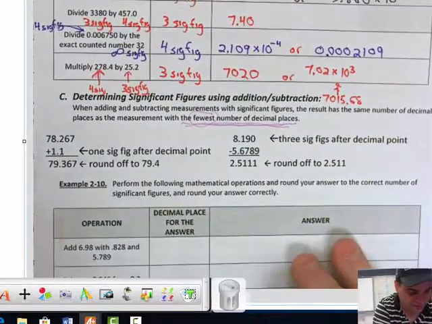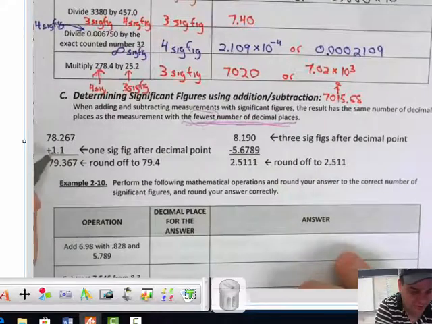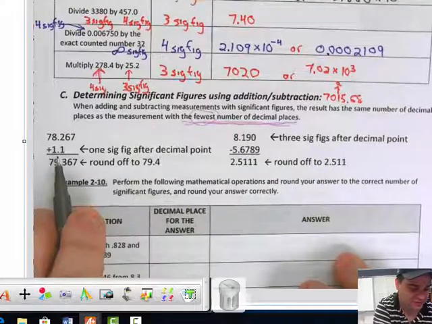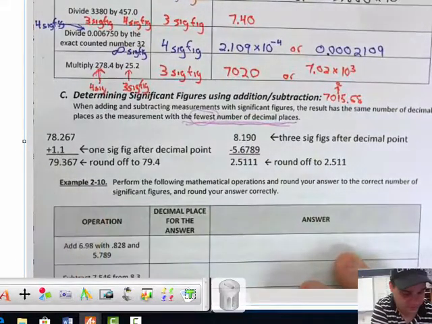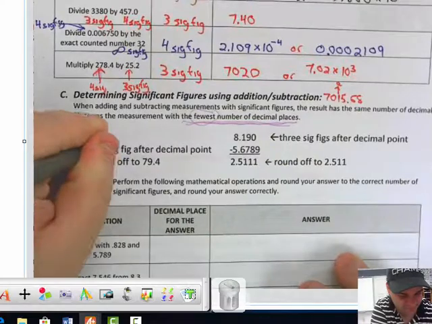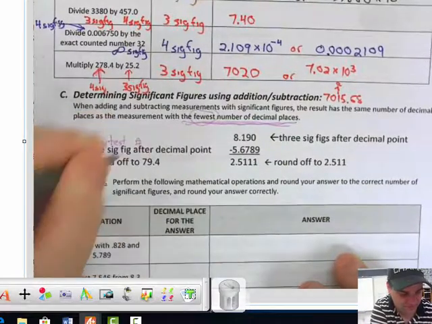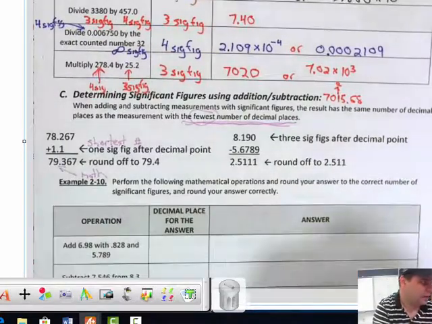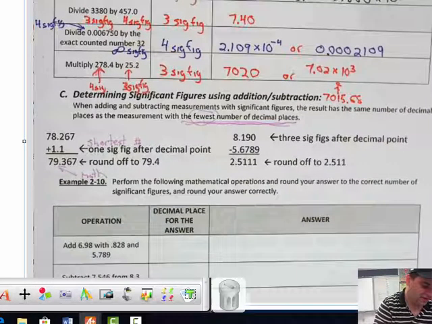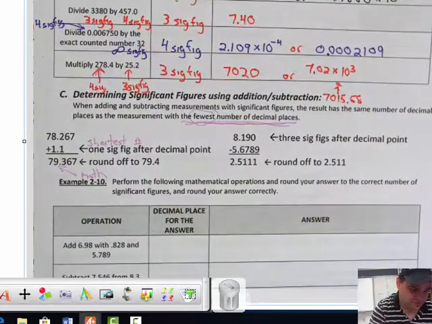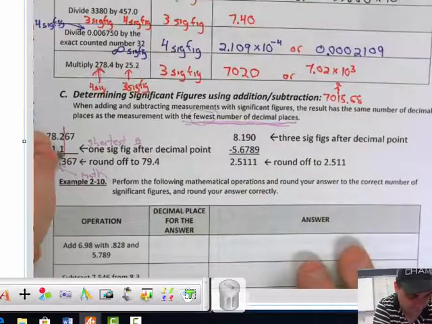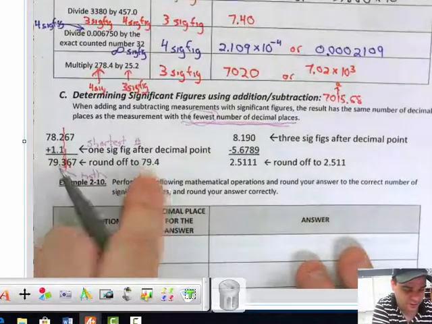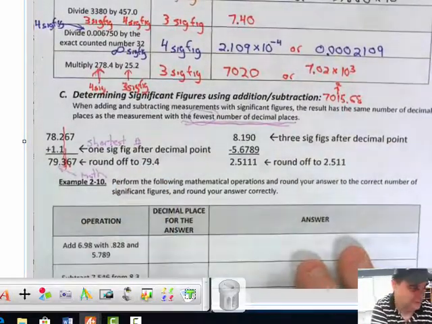So for example here, if we were adding 78.267 to 1.1, this one only has one significant figure after the decimal place, so this is the shortest number. You're always looking for the shortest number. So this is the math answer: 79.367. I don't want the math answer. So you're going to chop here. Since this is a 6, you round it up to a 4. So the answer is 79.4, which is the same as your shortest number.